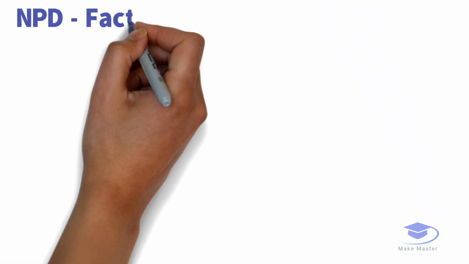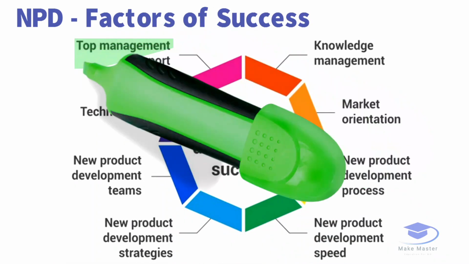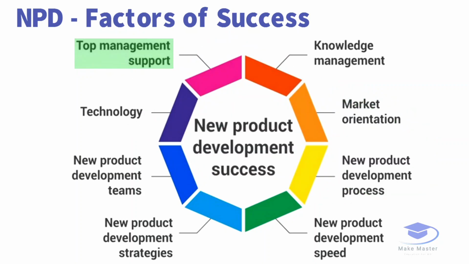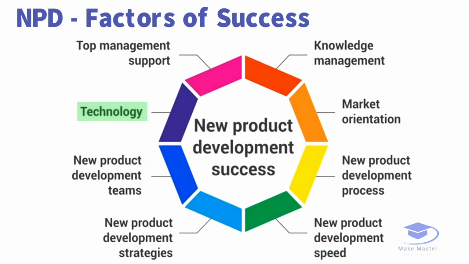So now we see what the factors of success in new product development are. Top management support: your top management should be aware of the product you are going to work on, support that product, approve budgets and everything, and be interested in introducing the new product into the market. Next one is technology. You should be aware of new technologies and how you are going to use them in your product development processes. The latest available technology should be used in your product development.